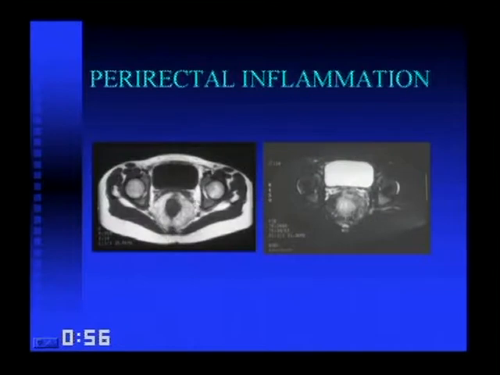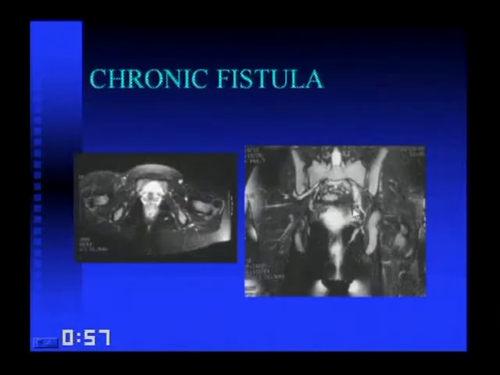Here, another patient with Crohn's disease. You can see the perirectal inflammation from chronic disease, and here you can see how the inflammation is bright on the T2 scans. Here's another patient with a chronic fistula, just to show you how multiplanar imaging can help with your surgical planning.